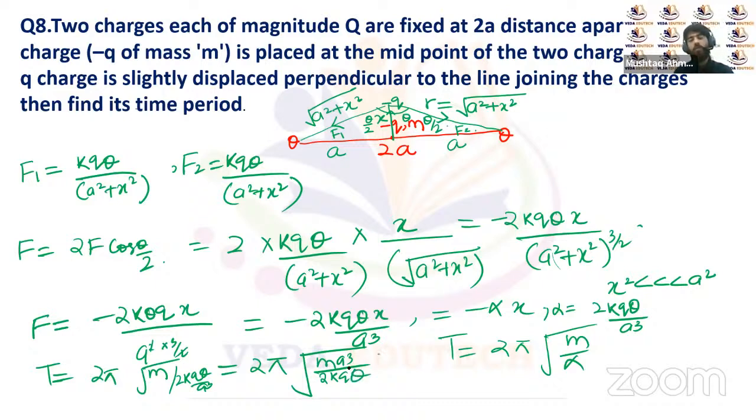So this will be the time period of oscillation for this charge minus q, which will be oscillating about the point where it was placed initially, because at this point the net force on this charge is zero, or we can say this is a point of equilibrium.